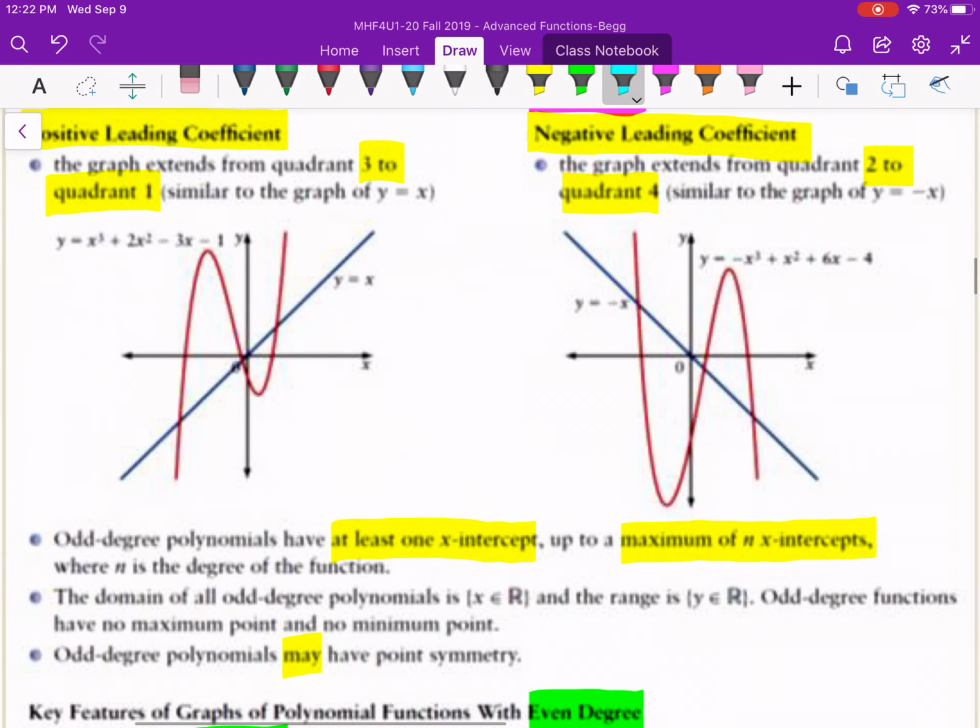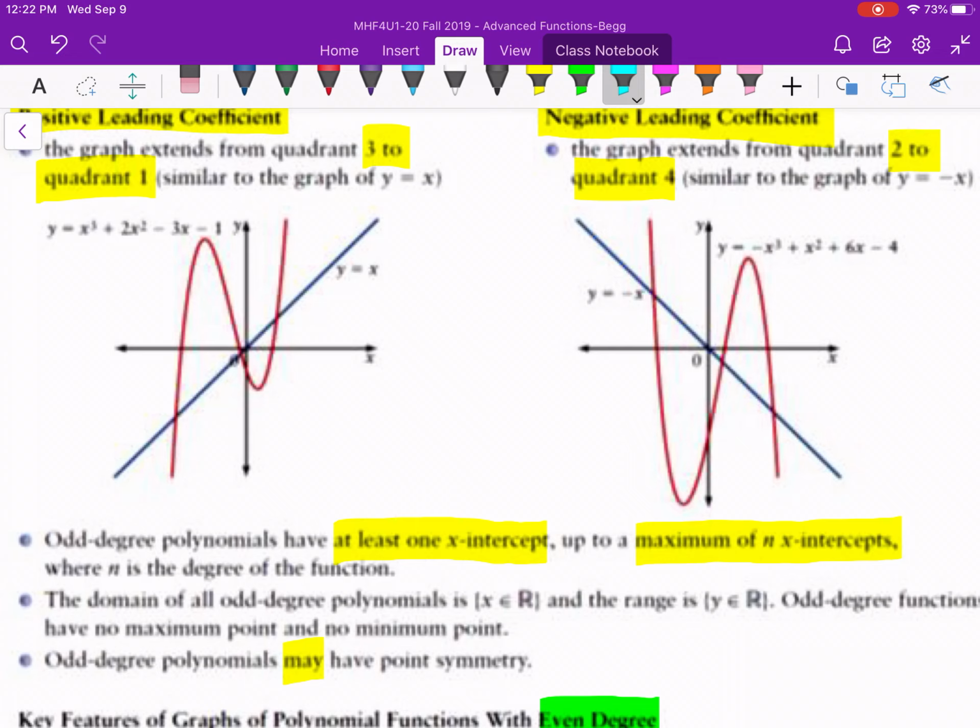Other things that we saw about the odd degree polynomials is they have at least one x-intercept. Well, the reason why they have at least one x-intercept is because if they're always going from 3 to 1 or quadrant 2 to 4, they have to cross the x-axis. There's no way to get from quadrant 3 to 1 or from 2 to 4 without crossing the x-axis. So it's always got at least one x-intercept, and it can have a maximum of n x-intercepts. What is n? Remember, n is the exponent.